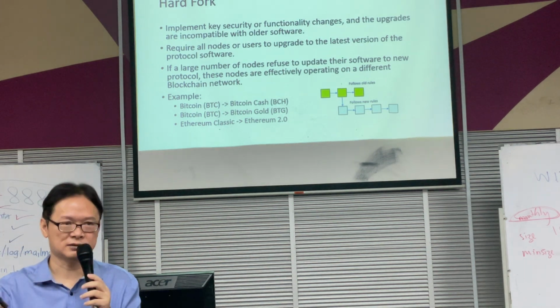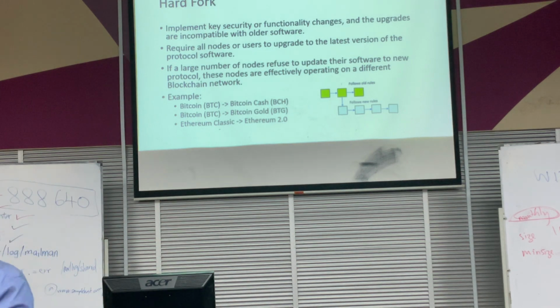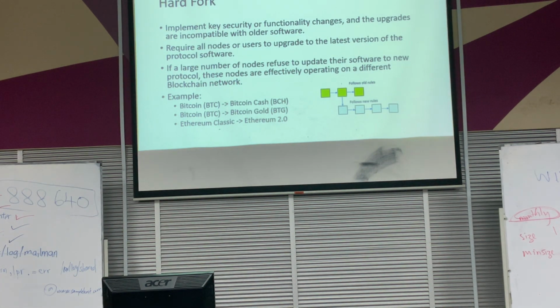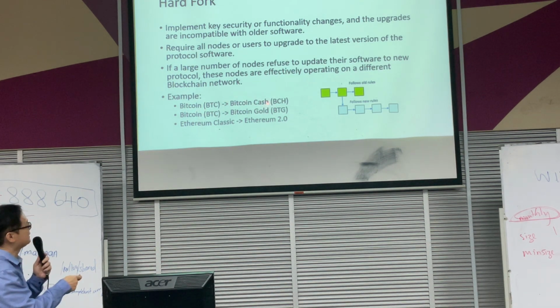That's why you see two different chains created. One is the original one, no change. Another is a new change. From a certain point, you break up into two. This has happened before, like the Bitcoin example.